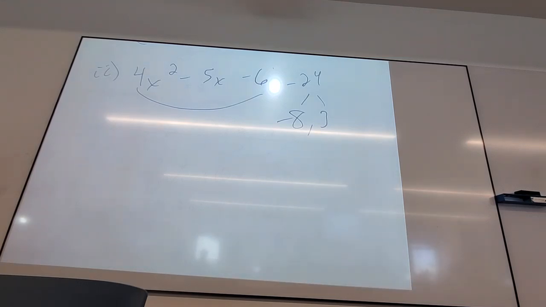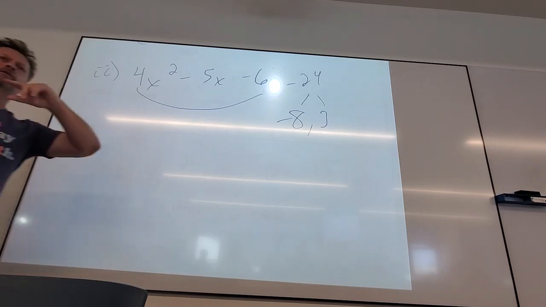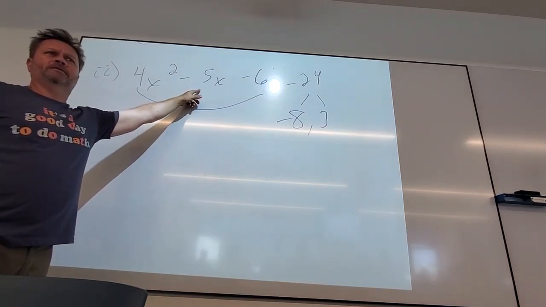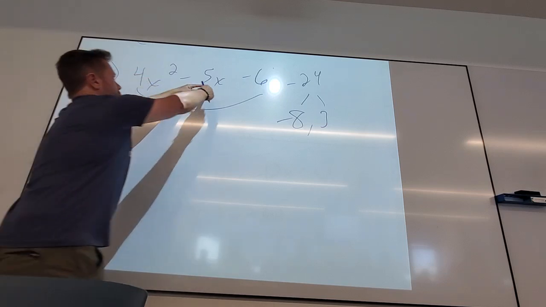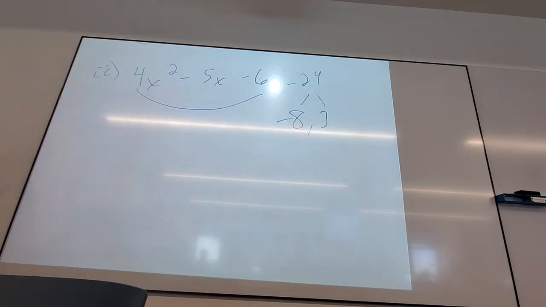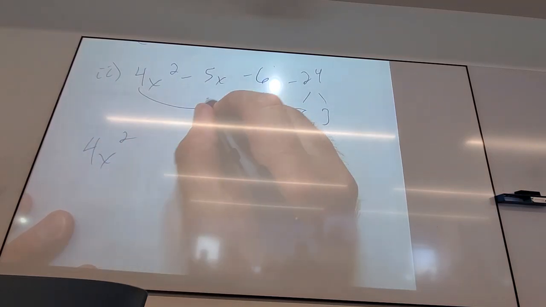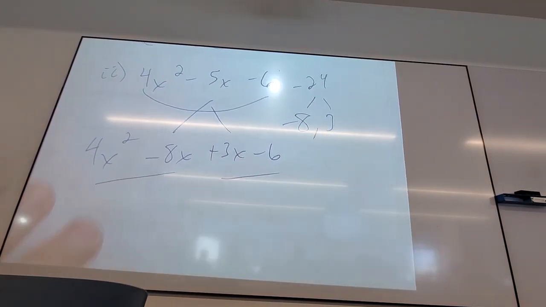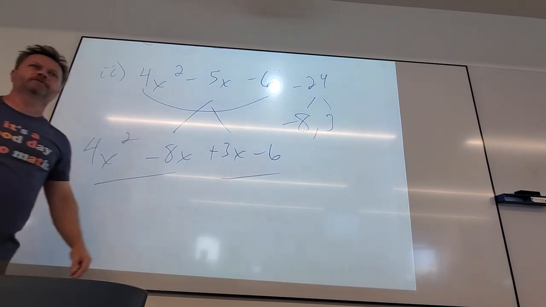Does anyone know this process? Does this look familiar? What will I do next? Good. I'm going to break the middle term up using those coefficients. And what is the beauty of doing that? How many terms do I have now? 4 terms, so I can group. And grouping is relatively easy, yes?